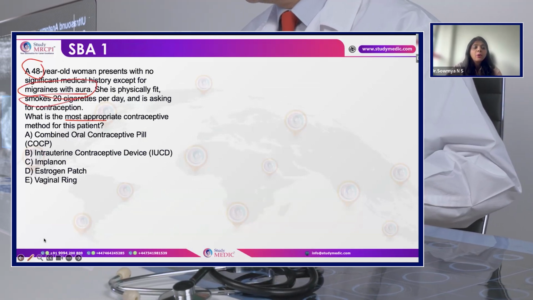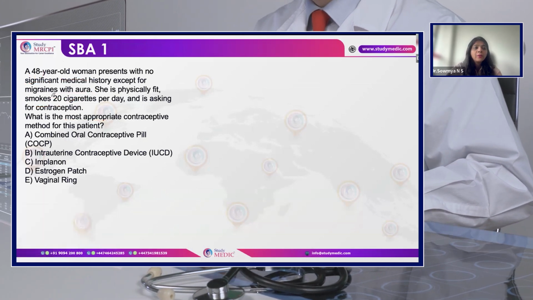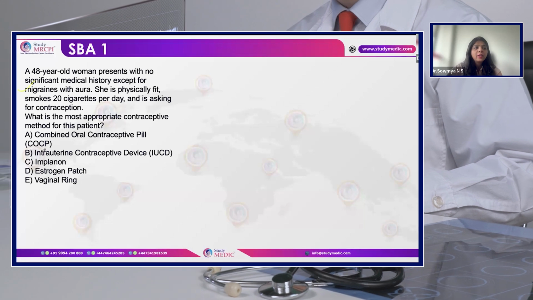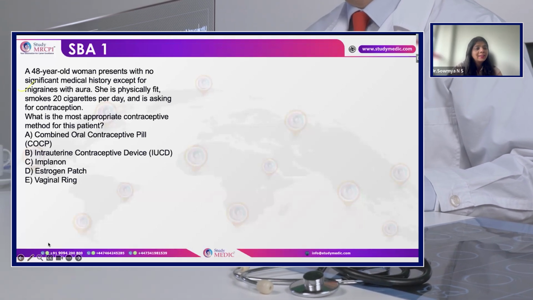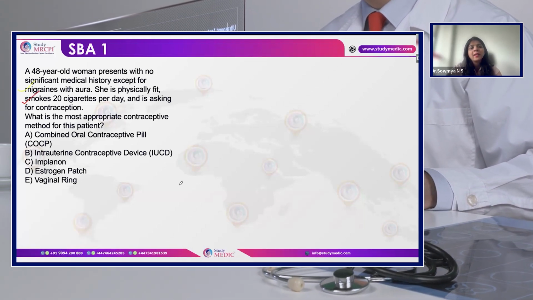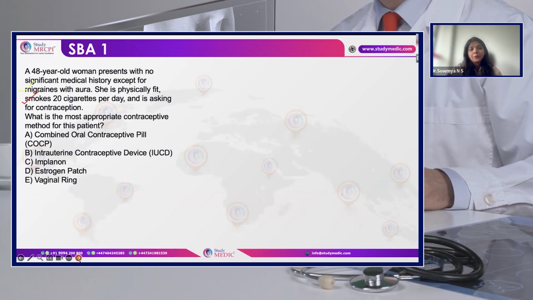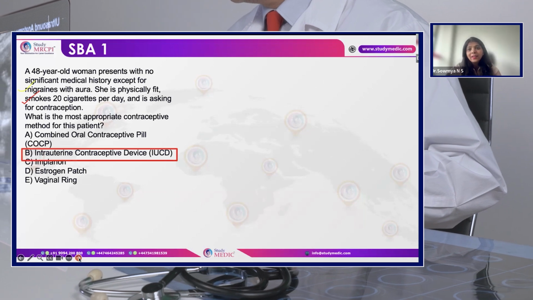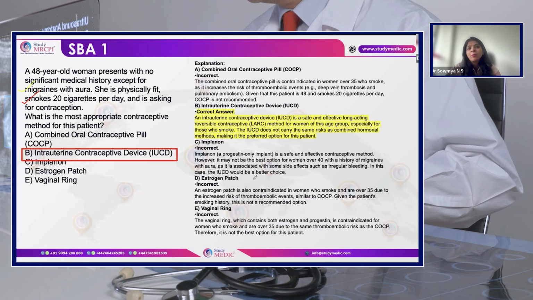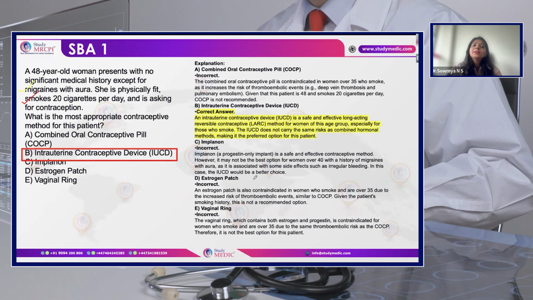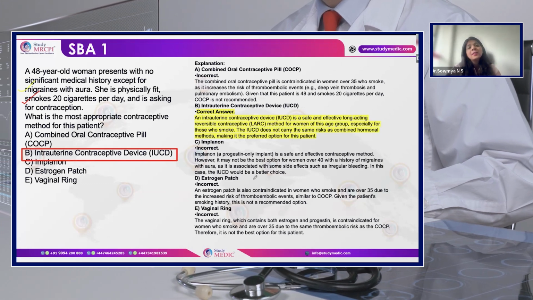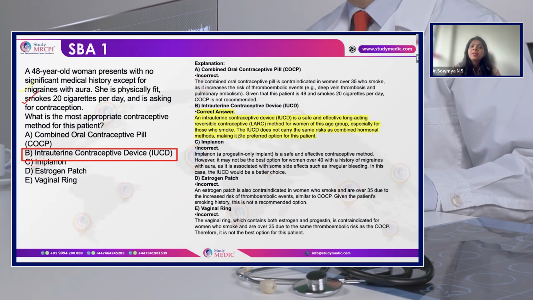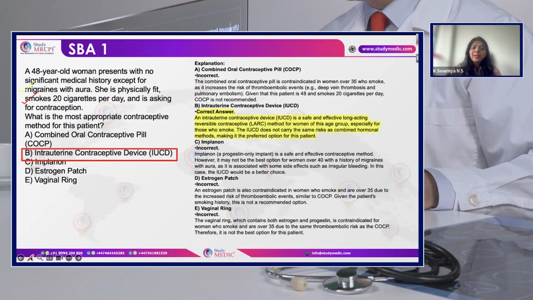So here, the whole point where I need to be worried or looking into is, one, she has migraine with aura. The other one is she's a heavy smoker who smokes 20 cigarettes per day. So which one you can give and which one you shouldn't. Whenever you get a smoker, always think of not choosing the hormonal contraceptive mostly. Like contraceptive pills or any other method of hormonal contraception. So IUCD is the best bet here.